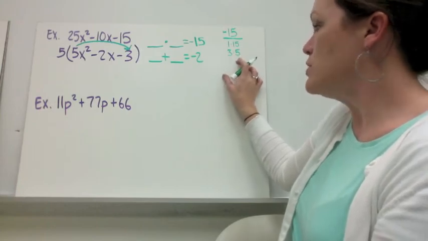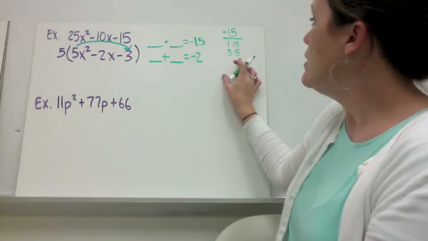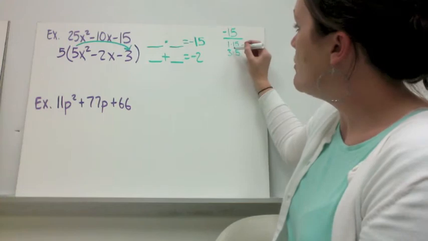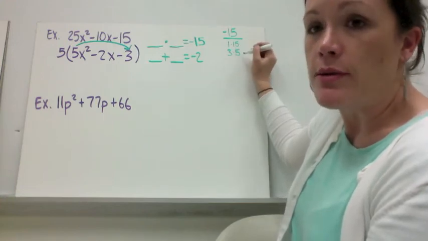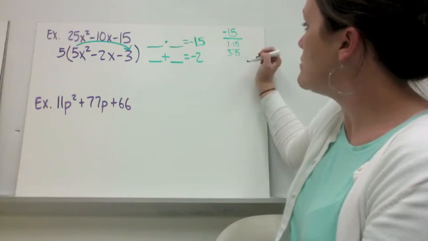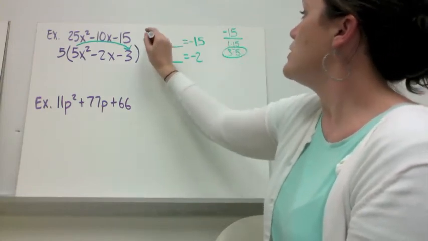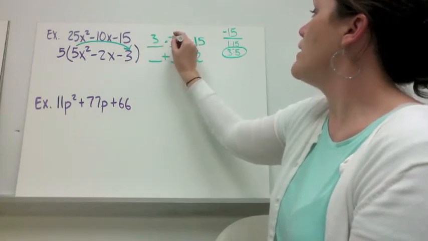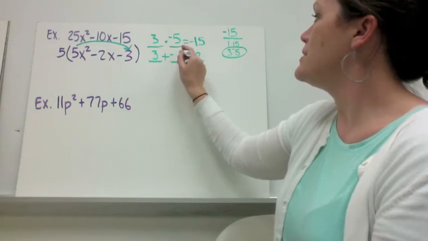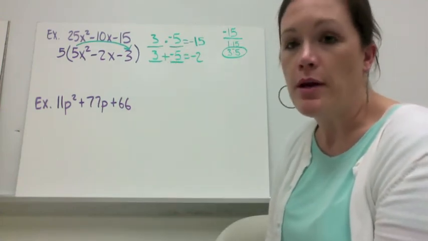And then we think about which one would need to be negative. Only one of them needs to be negative, because they need to multiply to get negative 15. If we made both negative, then they would multiply to be positive 15. So negative 5 needs to be negative, so it'll add up to negative 2. Now we've got 3 times negative 5 would multiply to be negative 15, and 3 plus negative 5 adds up to be negative 2. So now we have the right pair of numbers.